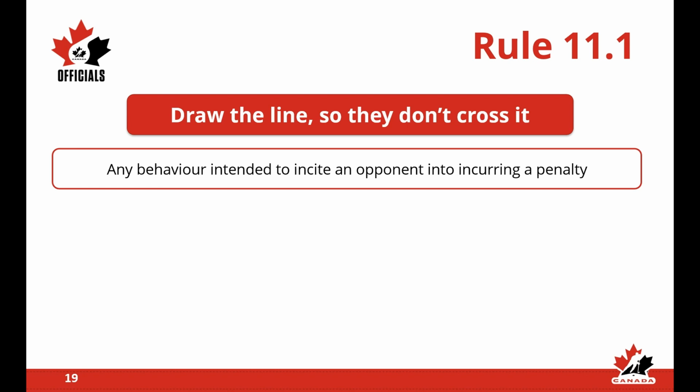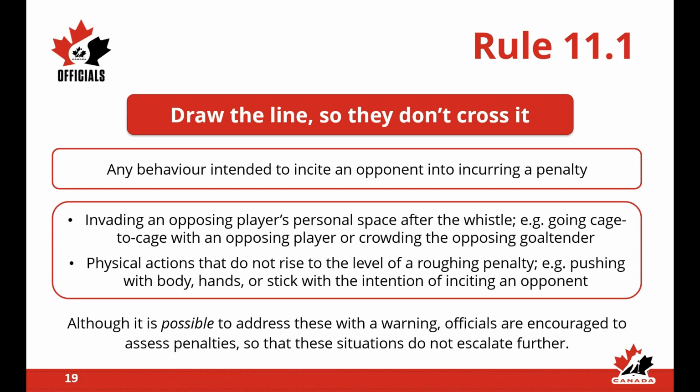And our third example of Rule 11.1: any behavior intended to entice an opponent into incurring a penalty. And so this might include invading an opposing player's personal space after the whistle, so going cage to cage with an opposing player, or crowding the opposing goaltender, waiting for a reaction or the defending player to retaliate or push or punch a player out of the way. One may be physical actions that do not rise to the level of roughing. So again, an example of pushing with the body, hands, or stick with the intent of enticing an opponent. And again, although possible to address with a warning, officials are encouraged to assess penalties so that these situations do not escalate further.